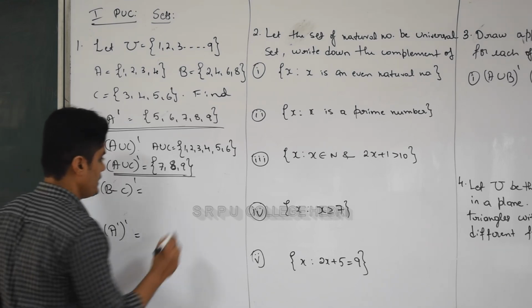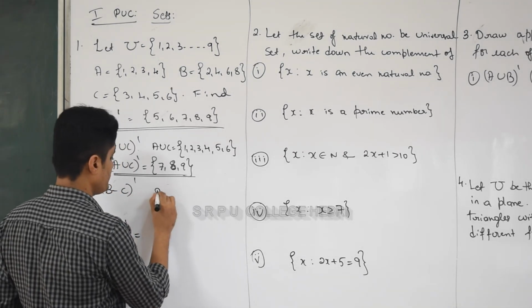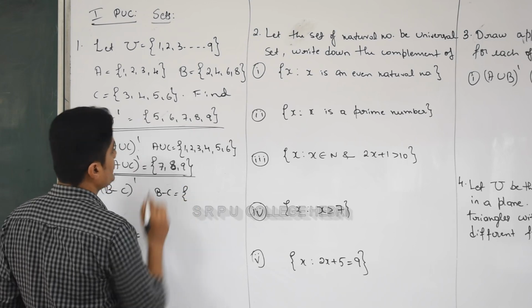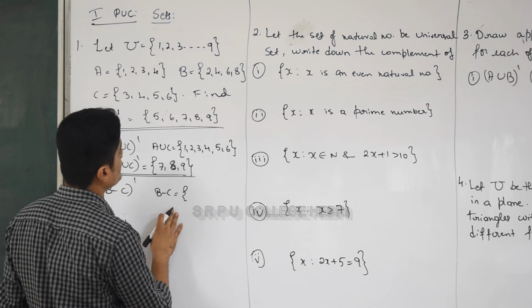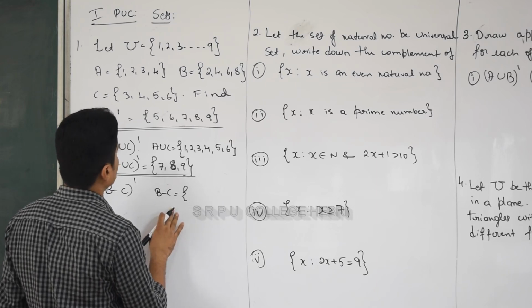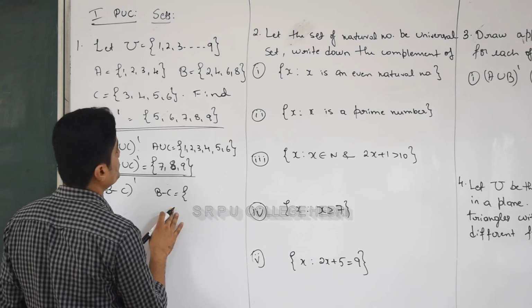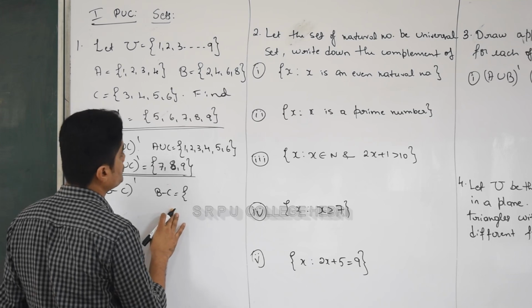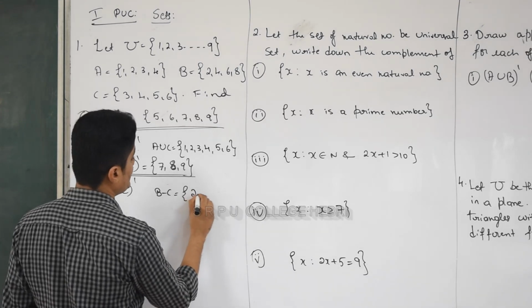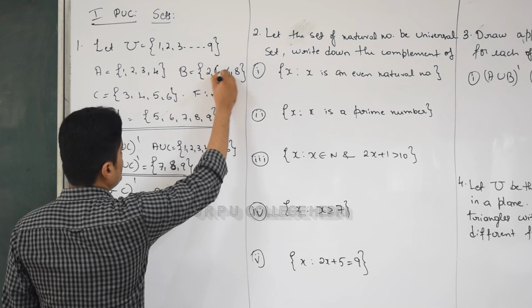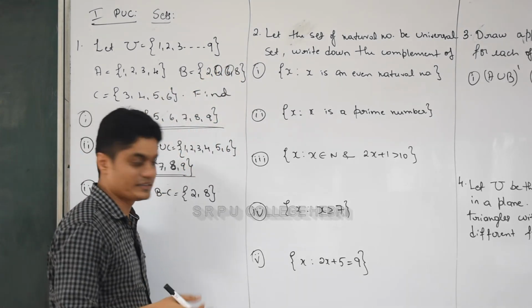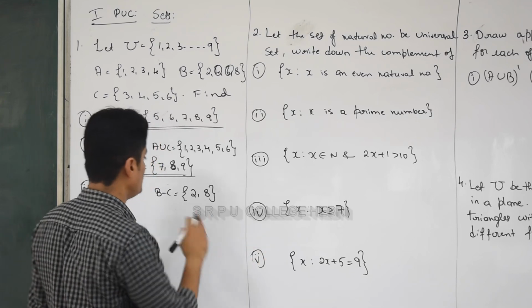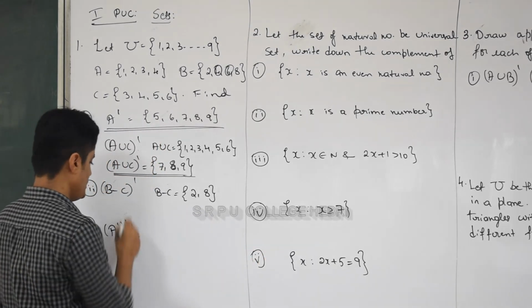Understood? Okay, next is B minus C. What is B minus C? Removing C from B. 3, 4, 5, 6 you have to remove from B. 3 is not there, nothing, no need to remove. 4 we have to remove. 5 is not there, no need to remove. 6 is there, so we have to remove. So the remaining elements are only 2 and 8. These two are not present in C.